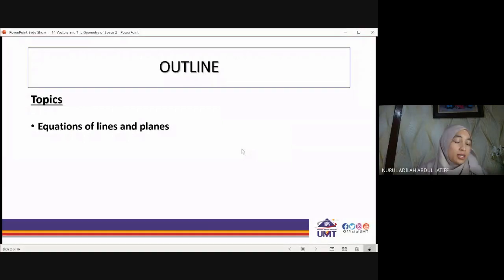So, okay, apa yang kita akan belajar ini? Equations of lines and planes. This is one of the applications of the vectors in geometric space.